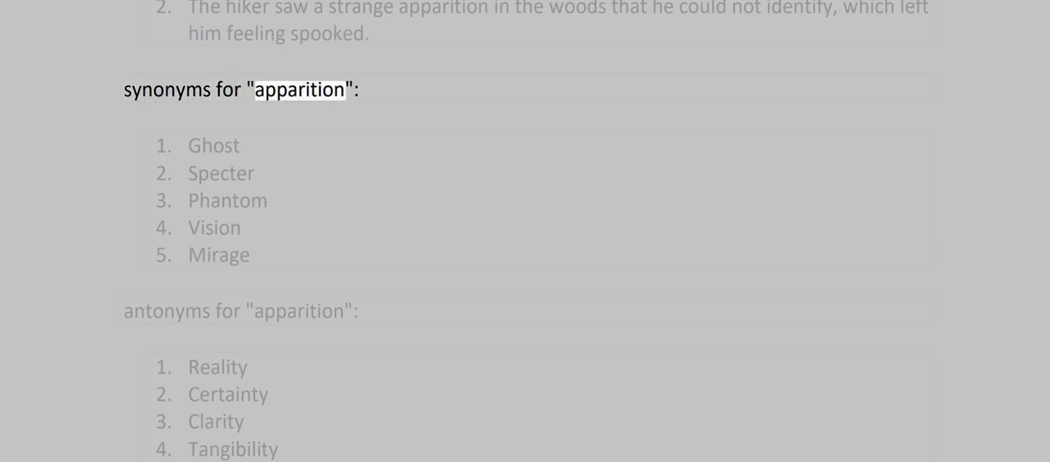Synonyms for apparition: 1. Ghost. 2. Spectre. 3. Phantom. 4. Vision. 5. Mirage. Antonyms for apparition: 1. Reality. 2. Certainty. 3. Clarity. 4. Tangibility. 5. Concreteness.